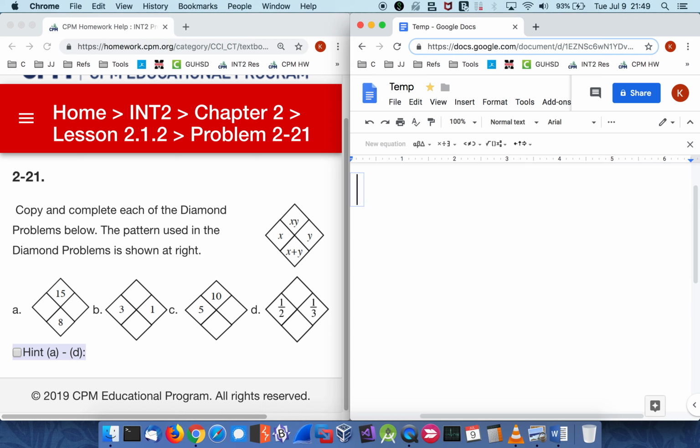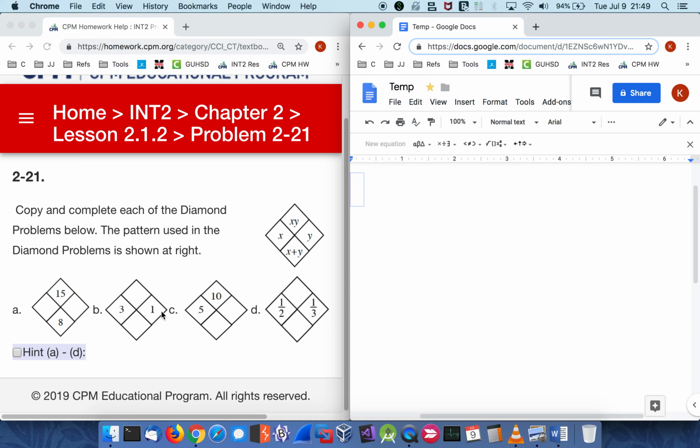So we need to make sure that some combination of them multiply to 15. Well, any combination of 3 and 5 multiply out to 15. So it could either be 3 and 5, or it could be 5 and 3. But 5 and 3 add up to 8, and they multiply out to 15. So that's the first one. So that's A. Alright, so let's do B.